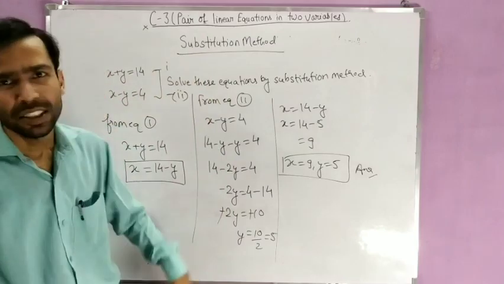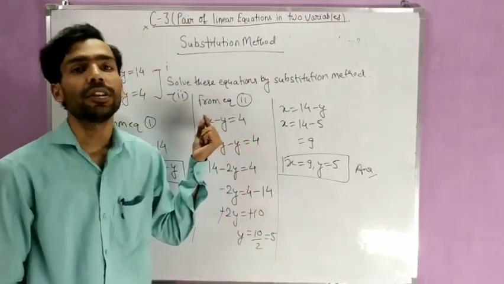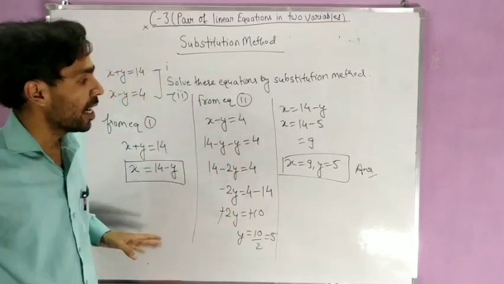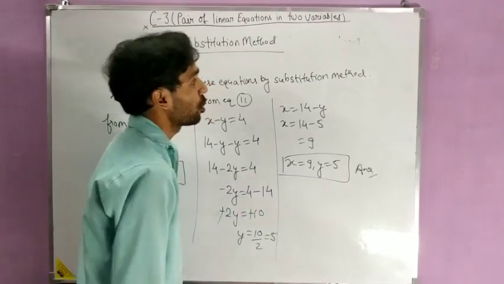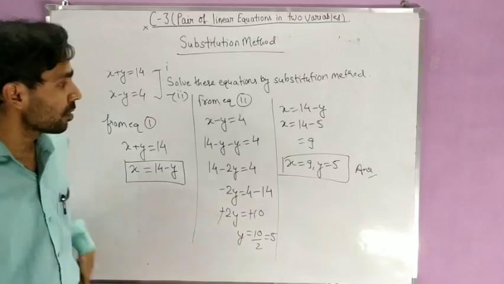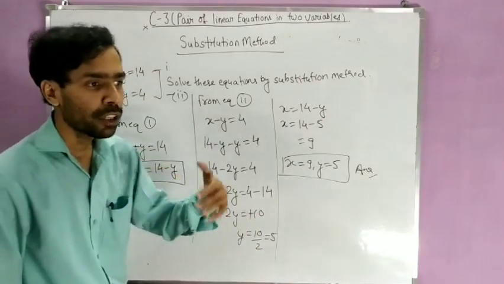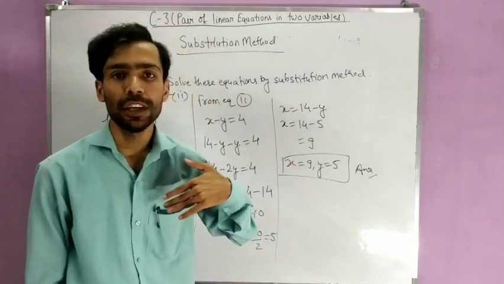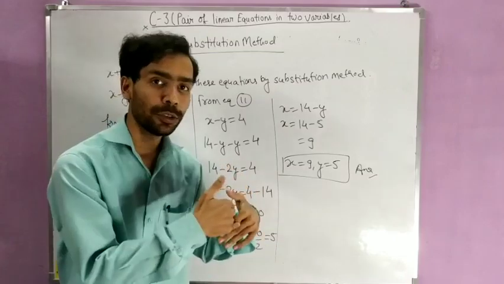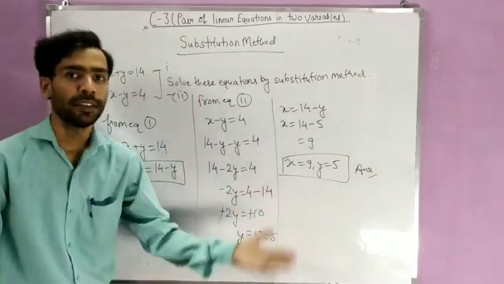Okay, only this much, and this is the first question of your Exercise 3.3, question number 1, part 1. So note down, this is the solution of the pair of linear equations. Basically, you have to take out the value of one variable from one equation, and whenever you take out that value, you put the same value in the second equation for the respective variable.